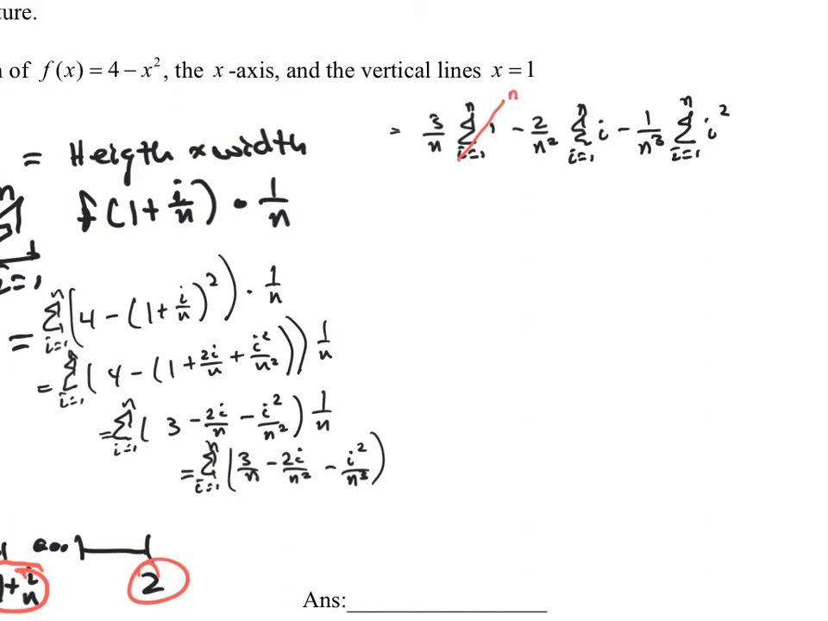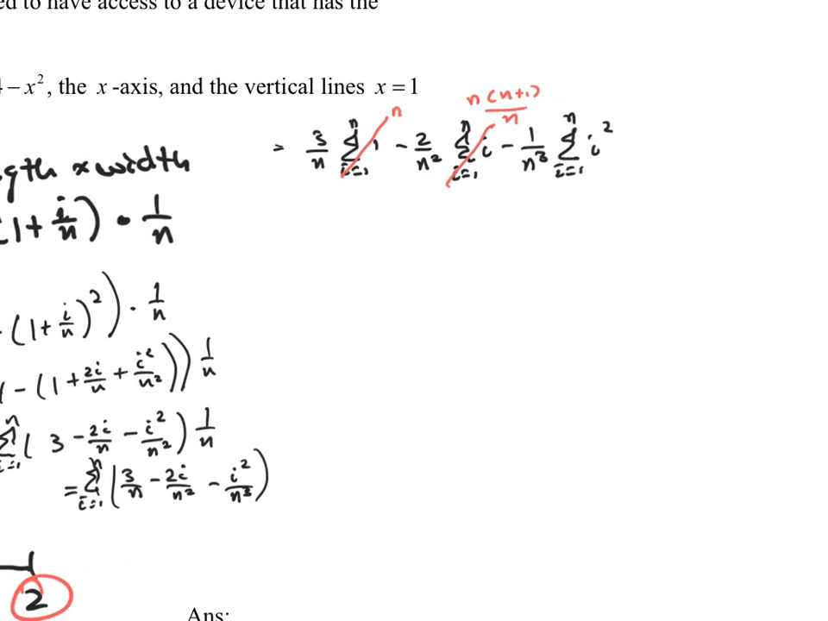And then we have the sum of i. The sum of i, according to the formula, is n times n plus 1 all over 2. And then the sum of i squared, according to the formula, is n times n plus 1 times 2n plus 1 all over 6. So that's what each one of those turns into. So let's continue doing some math.